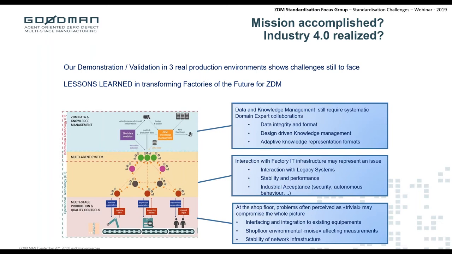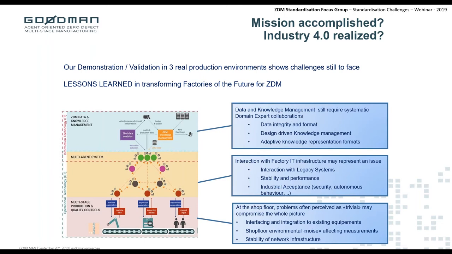And for sure, we had a very important lesson learned in transforming the factory, the multi-stage production lines that we had in our project, in order to become a zero-defect manufacturing production line. Because in reality, as I was describing before, we had highly technical production lines, but we also had in our project production lines coming from Industry 2.0, not really updated with the latest technologies.